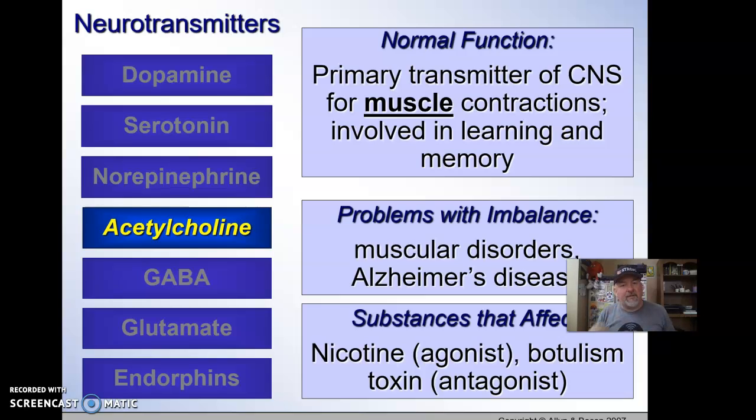These next three are so fun. I'm jealous that Mr. Davis gets to go through GABA, glutamate, and endorphins, but I'm going to let him pick up where I left off.